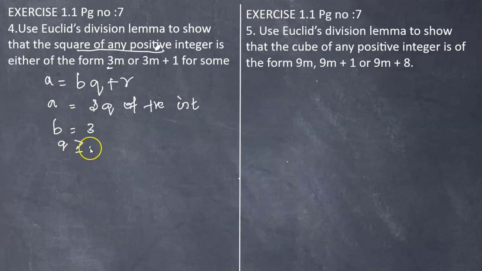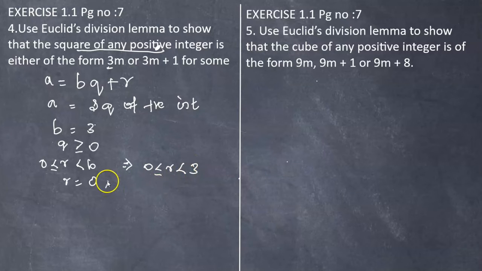q is always greater than or equal to 0, and r, you know, is always greater than or equal to 0 and less than b. Since b is 3, this implies 0 less than or equal to r less than 3, which means r will be between 0 and 3, which is 0, 1 and 2. Now substitute all the values.